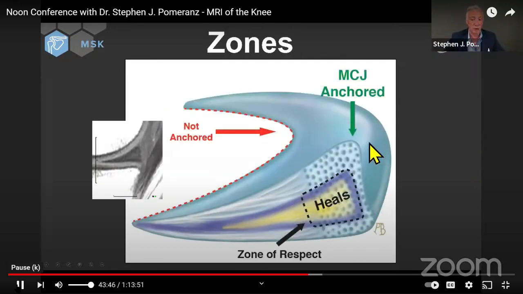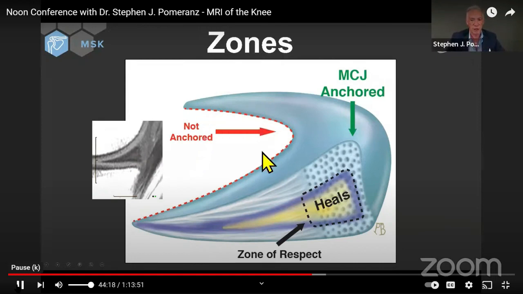The meniscus, as you now know, is anchored in its periphery, not completely all the way around, but for the most part. And it's particularly anchored in the roots, which you'll see in a few moments. We have this outer third area, which is a potential healing zone, the zone of respect. We don't operate on vertical tears here. There is normal signal in this area, and that signal in adults is related to diffusion of synovial fluid into the radial fibers of the meniscus. In children, it's related to vascularity.